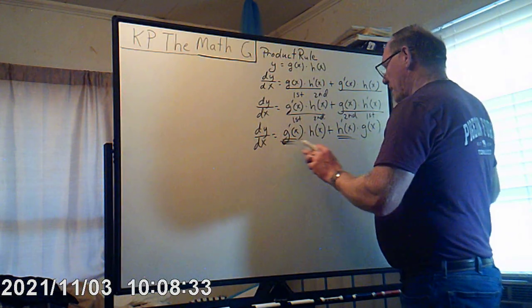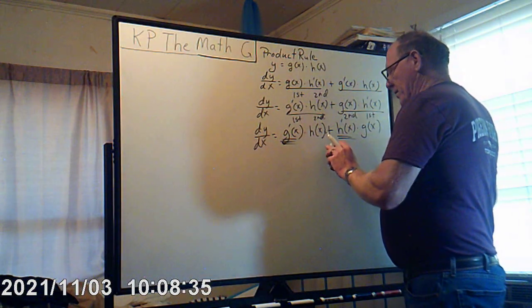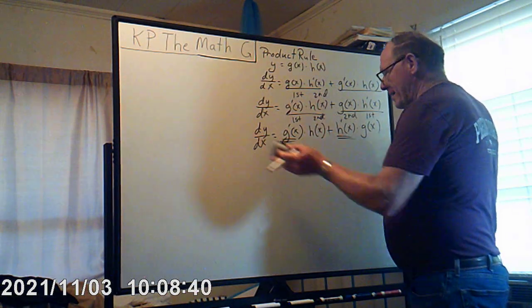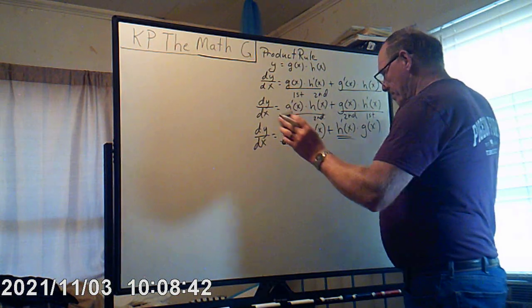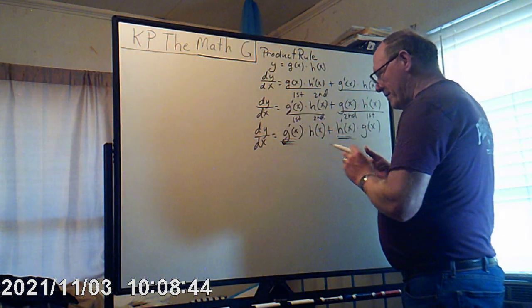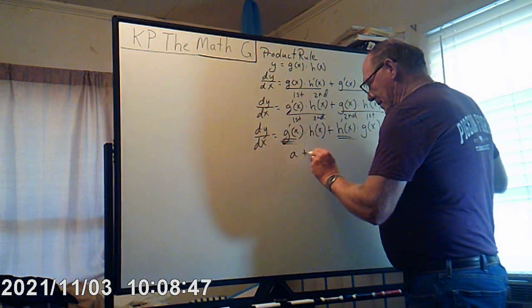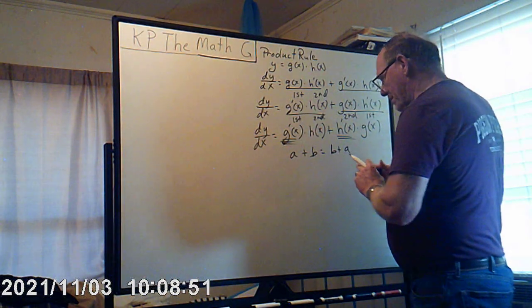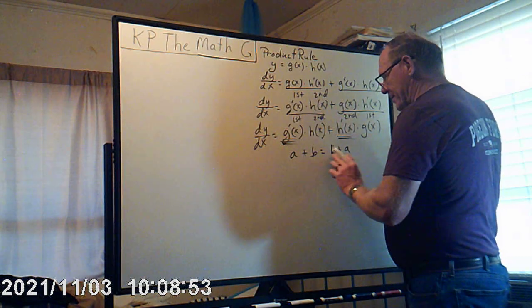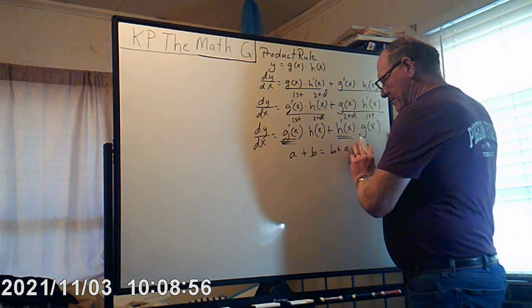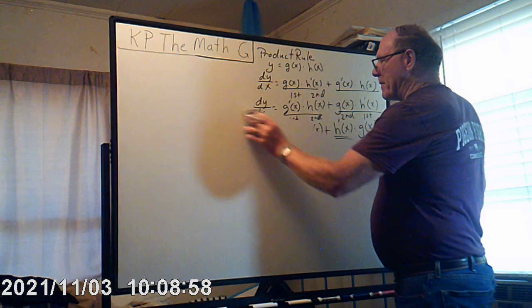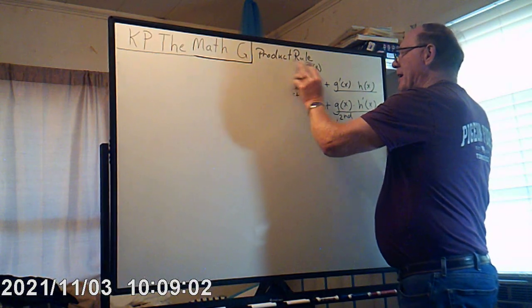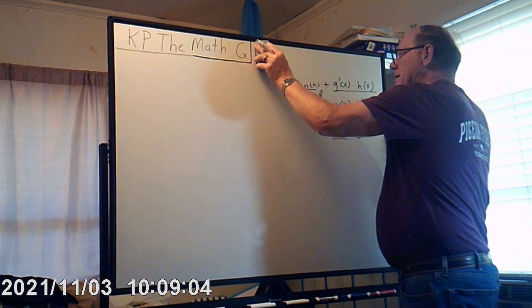So that's the luxury that you have with the plus sign: addition is commutative. A plus B equals B plus A. So that's quite all right. It's not the same with minuses, but A plus B is the same as B plus A. So there we go. And that probably needed to be brought out. So that was the product rule.